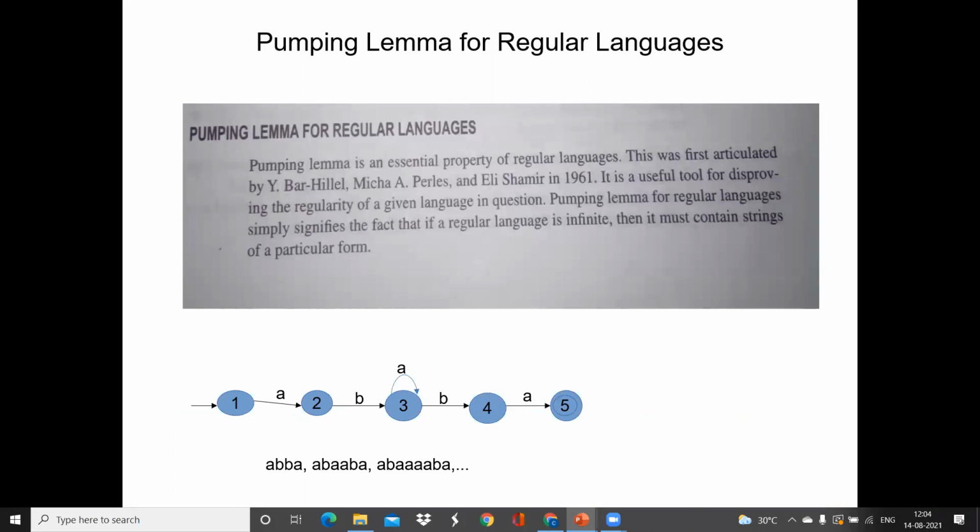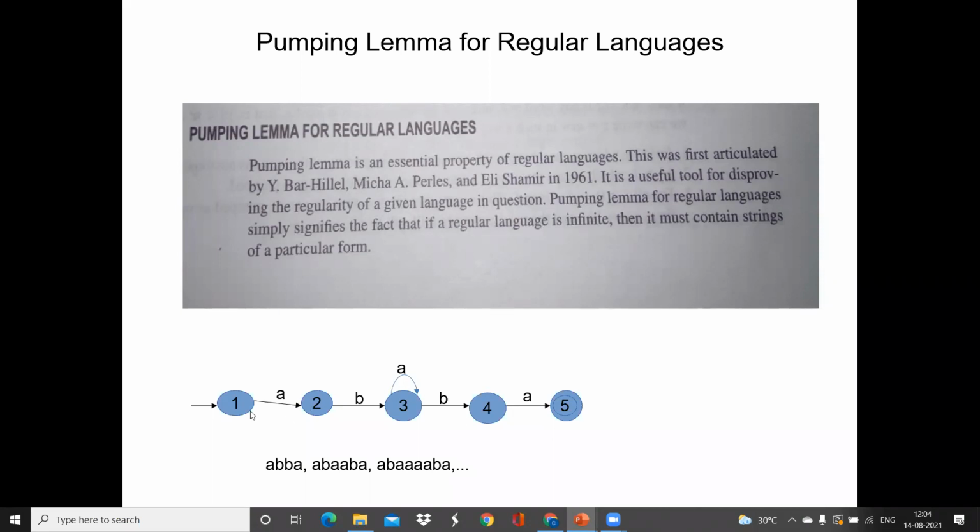And next, an important topic is the pumping lemma. The pumping lemma is a very important theorem for regular languages. What it is saying is that if you have some particular format of strings where some particular part is repeated, then whether that string is acceptable by finite automata or not. Or you can say it simply signifies the fact that if a regular language is infinite, then it must contain strings of a particular form.